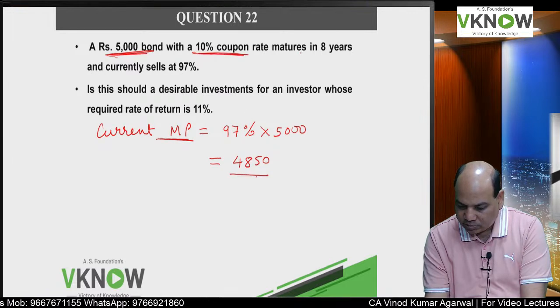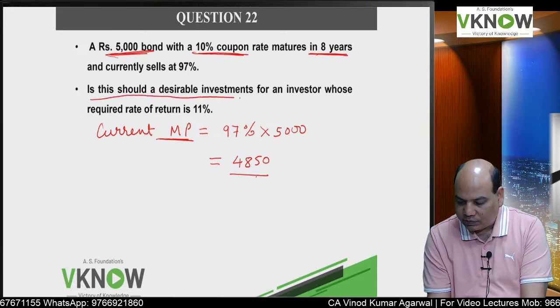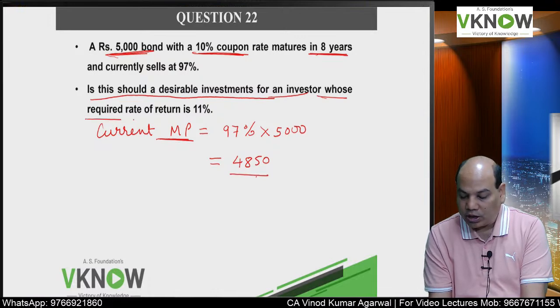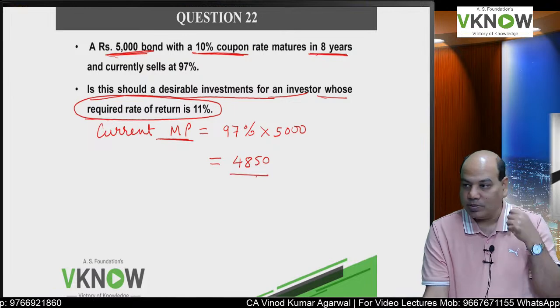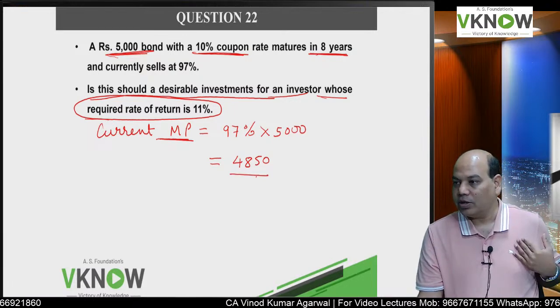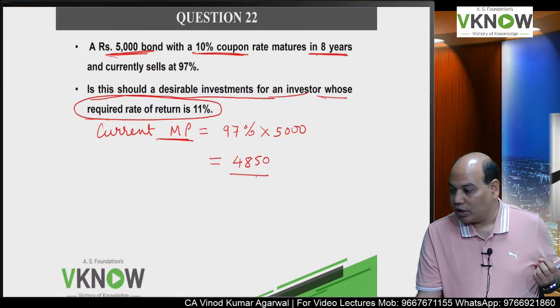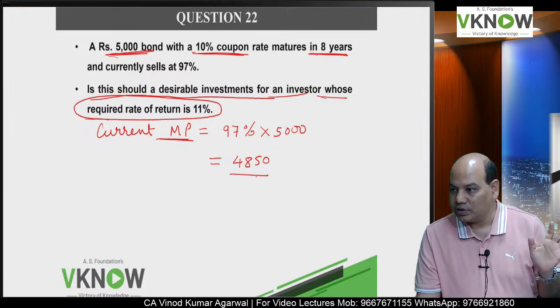Coupon rate is 10%, maturity is 8 years. Is this a desirable investment for an investor whose required rate of return is 11%? Now it's a decision making question. Suppose my required rate of return is 11%. Would I like to invest in this bond?